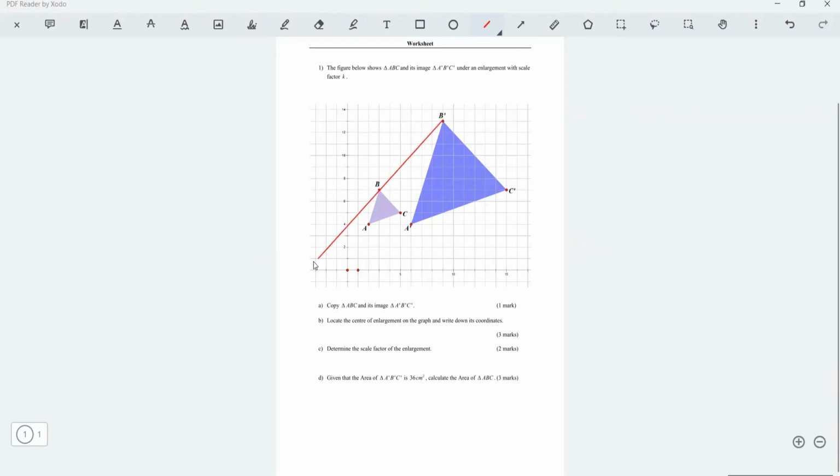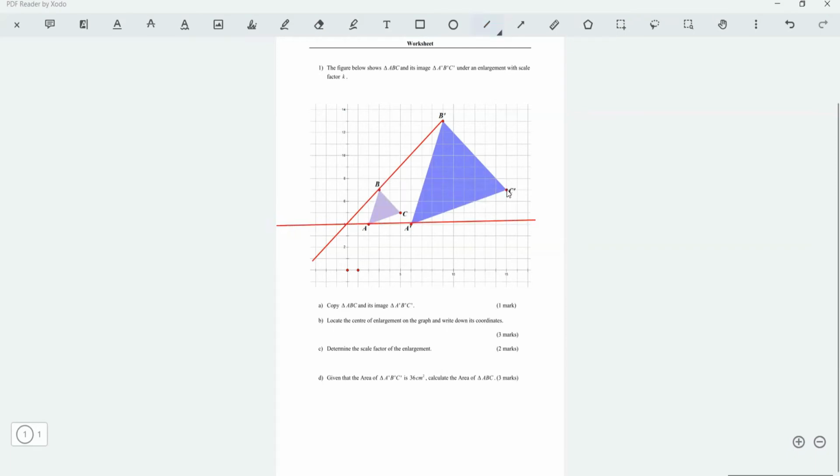Draw one line just passing through B and B prime. You're going to do the same now for A and A prime. Draw one line passing through A and A prime, and you have to extend the line. All right.